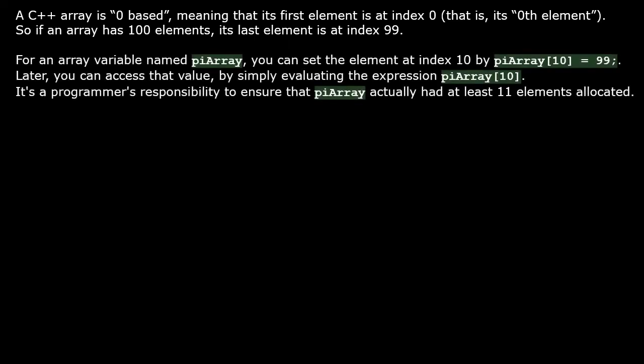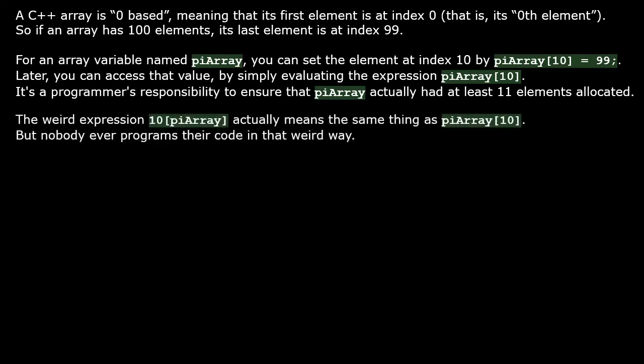You can access the element at index 10 by programming the array's name followed by the number 10 inside of square bracket symbols. It is the programmer's responsibility to ensure that the array actually does have at least 11 elements in its memory allocation. Technically, you're allowed to write this indexing expression the other way around, where it's the number 10 that's on the outside of the bracket symbols. But nobody ever really programs their software this weird way.